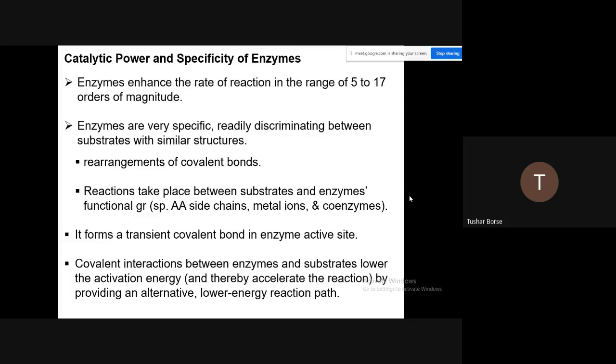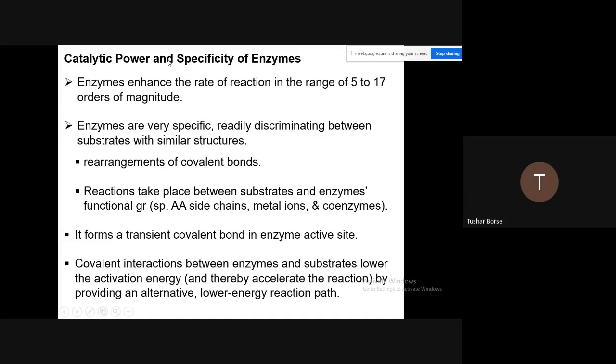But now it's time that we should be able to prove that they have some power whereby they can increase the rate of reaction, and if they have specificity, what kind of specificity they have, and how this specificity is met by the enzymes so that the reaction can occur. There are a few statements here: enzymes enhance the rate of reaction in the range of 5 to 17 orders of magnitude. Maybe a particular reaction without a catalyst takes around 10 minutes, but if a catalyst is added, the rate will be increased. At that magnitude, you can imagine the catalytic power.